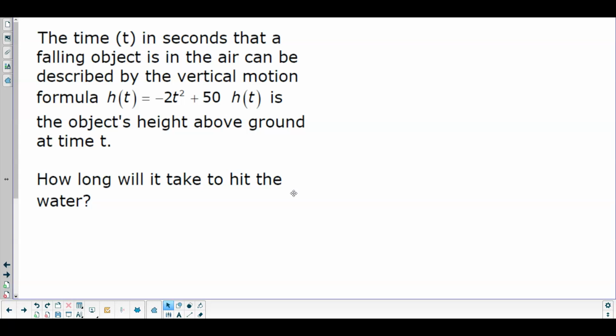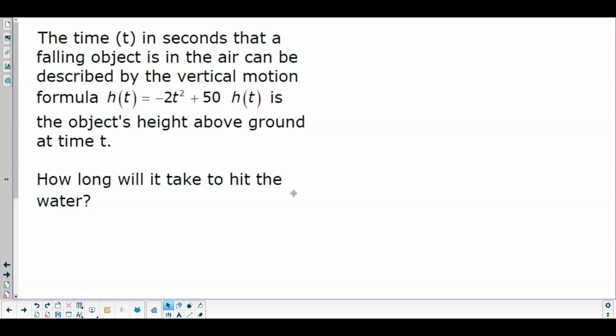On your assignment, you're going to see a couple of these where they're going to ask you to look at the equation. It looks like a word problem. It says the time t in seconds that an object is falling in the air can be described by the vertical motion in this formula. And then it gives you h of t equals negative 2t squared plus 50, where h of t is the object's height above the ground at time t.